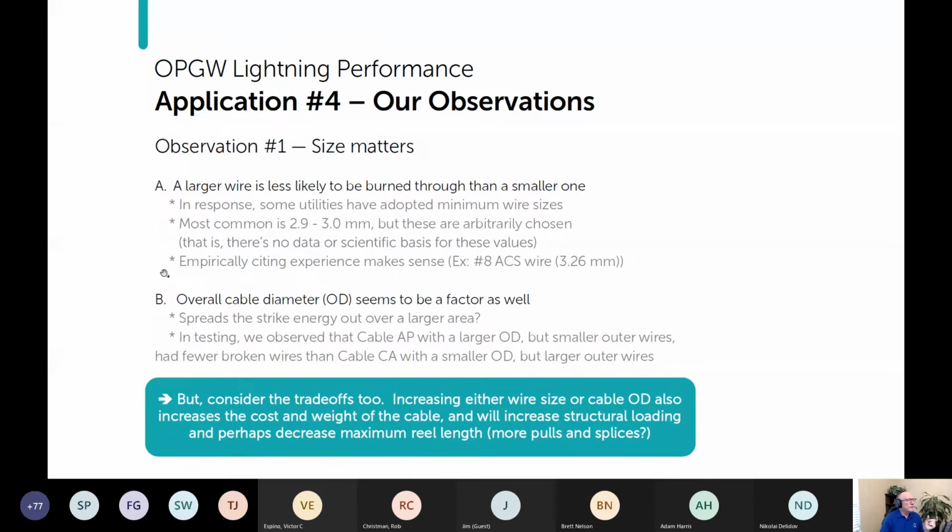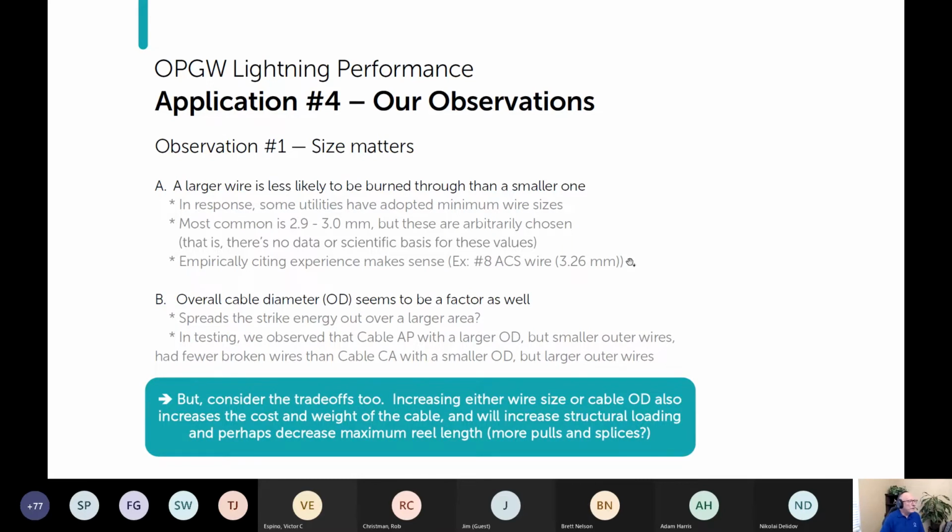Another approach that's taken is to cite your field experience, and that makes sense to me. I talked about that before. So for example, one large utility here in the United States said, well, for decades, we used 7 number 8 ACS all over our system. We didn't have a lot of incidents of lightning damage. So we're going to say that the outer wires on our OPGW have to be at least 3.26 millimeters, because that's what number 8 works out to be. And I respect that. I don't think it's necessary, but I respect that because it's rooted in some actual experience, which is to say it's rooted in some real data.